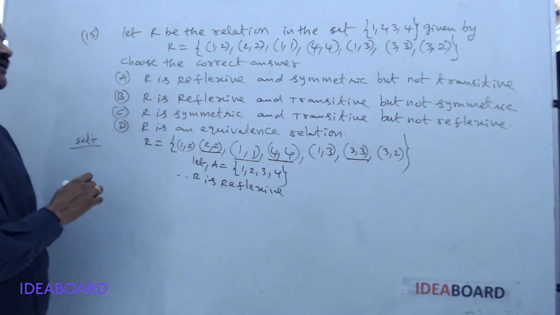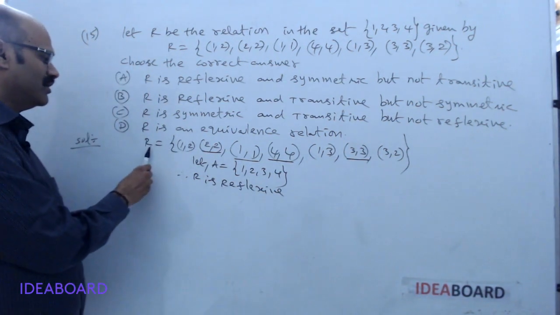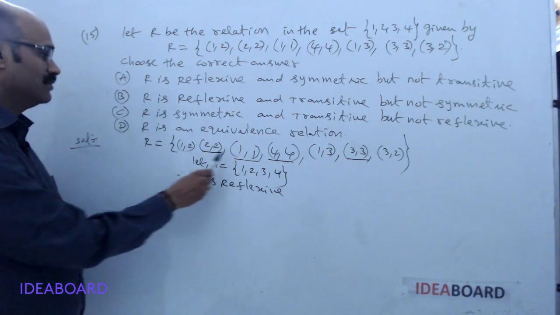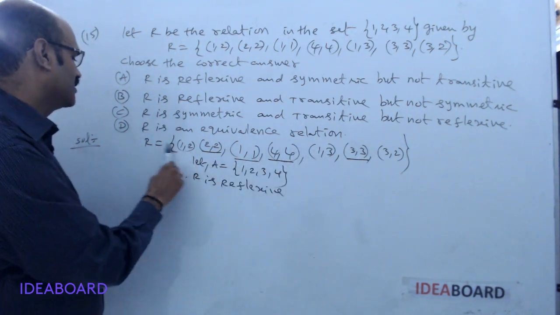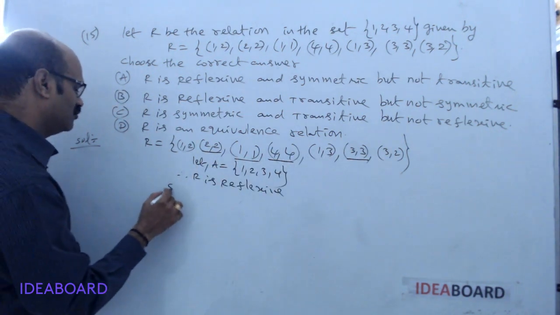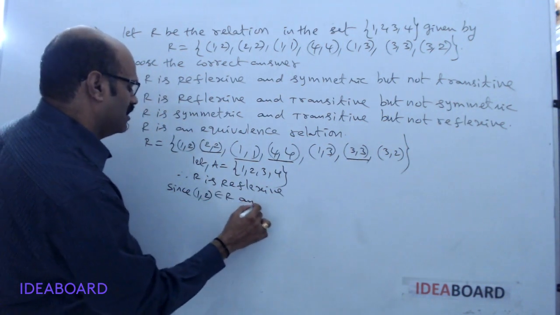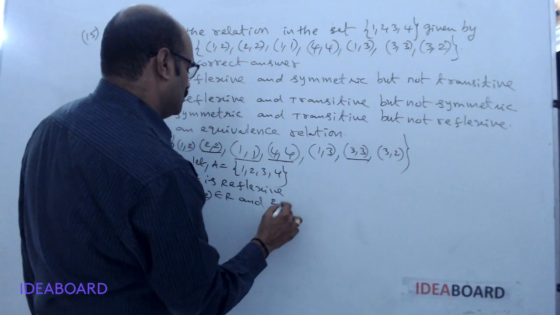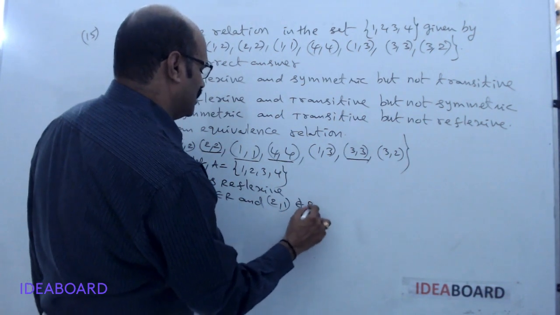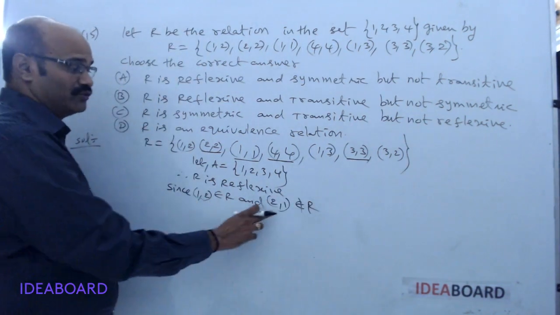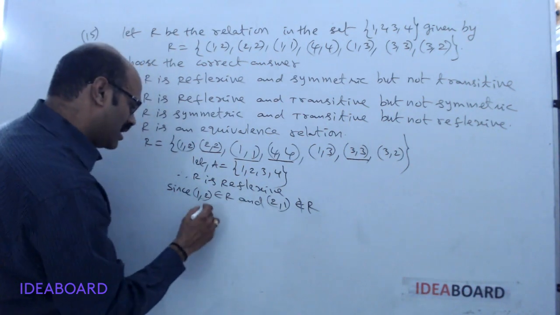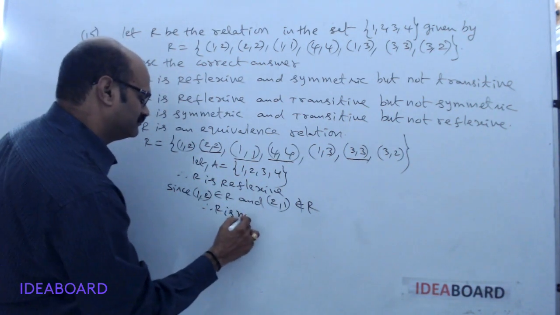Now we have to verify whether it is symmetric or not. (1, 2) belongs to R, but (2, 1) does not belong to R. Since (1, 2) belongs to R and (2, 1) does not belong to R, 1 is related to 2, but 2 is not related to 1. So R is not symmetric.